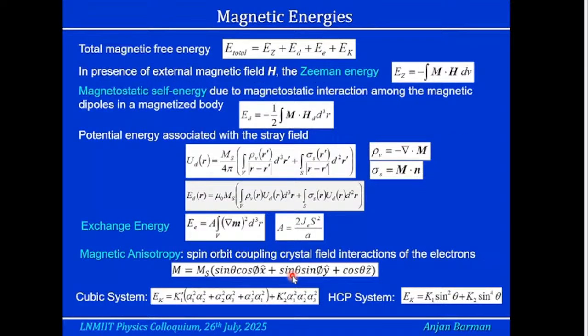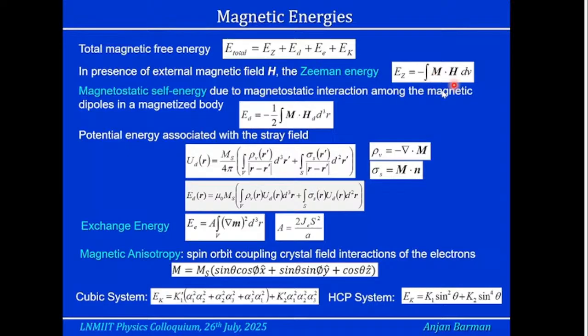So I'll very quickly go to the magnetic energies in the system. The total magnetic free energy is given by various energies: let's say the Zeeman energy, the dipolar energy, the exchange energy, and the anisotropy energy. I already explained what the exchange energy is. The dipolar energy is the simple dipole-dipole interaction that you have already studied in your electromagnetic theory. And then there is the Zeeman energy, which is nothing but the integral of m dot h over the whole volume.